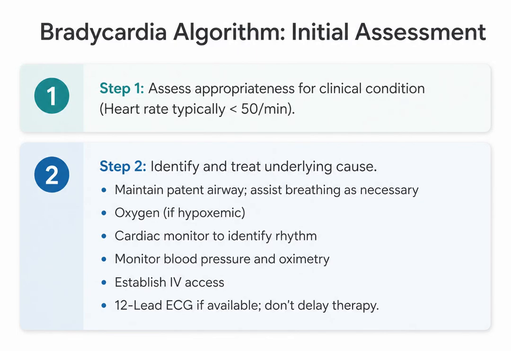Let's look at the adult bradycardia with a pulse algorithm. It begins with identifying the slow heart rate, typically less than 50 beats per minute. Step 2 involves the primary assessment. Support the airway, provide oxygen if the patient is hypoxemic, place them on a cardiac monitor, establish IV access, and obtain a 12-lead ECG. However, never delay immediate therapy to get that ECG if the patient is unstable.